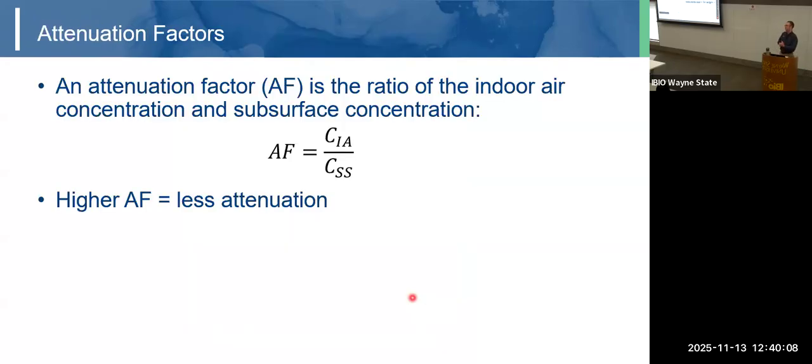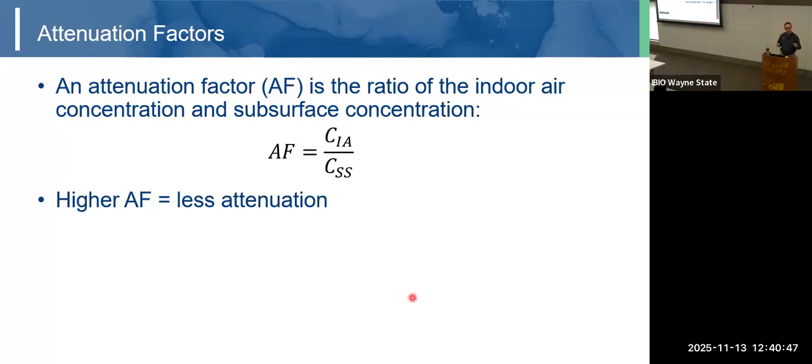An attenuation factor is simply the ratio of an indoor air concentration and a subsurface concentration. It could be sub-slab soil gas, deeper soil gas, groundwater. I'm going to keep it simple and just talk about sub-slab soil gas for the duration of this presentation. One thing to keep in mind, which is maybe a little counterintuitive, is that the higher that attenuation factor number is, the more vapor is getting in, right? The higher that indoor air concentration is relative to sub-slab, so it's actually less attenuation that you're getting.